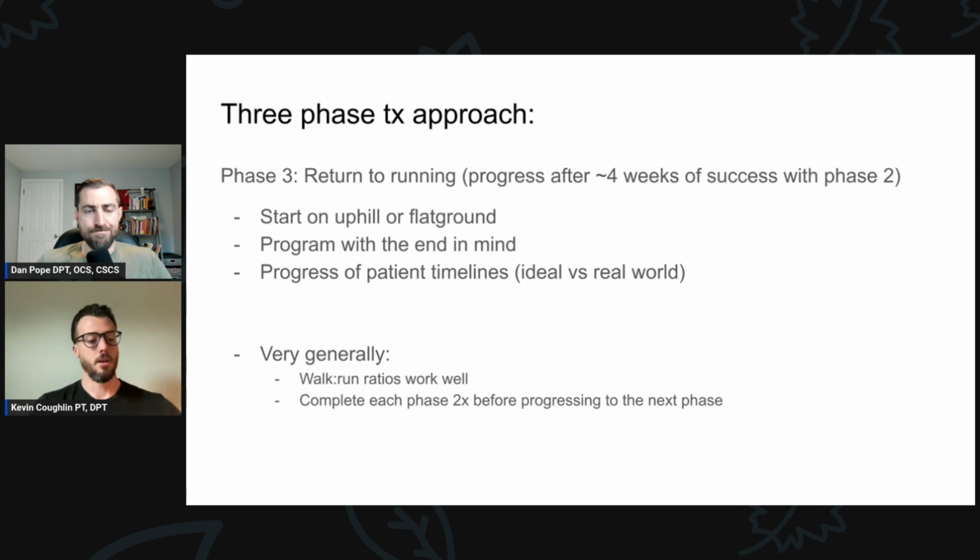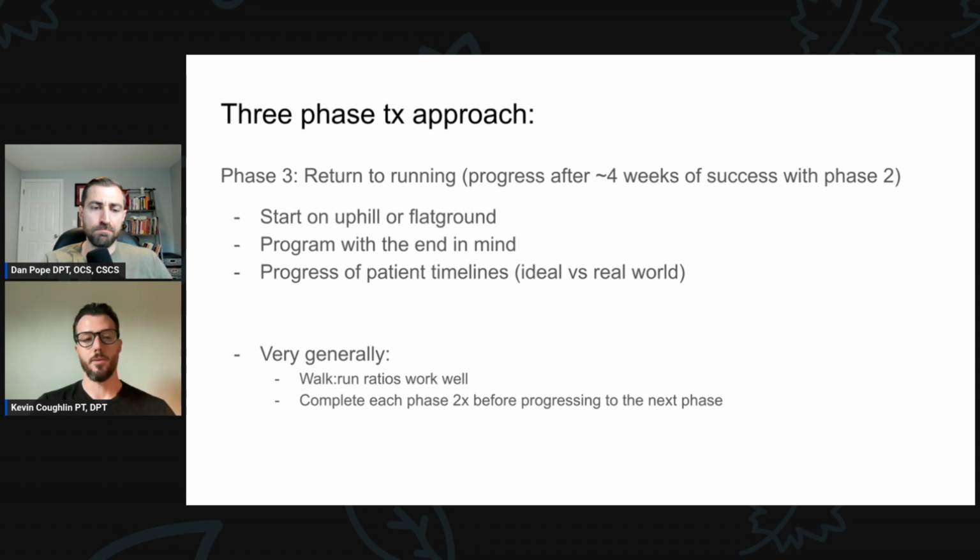So maybe we do 2 on, 2 off. We complete that twice just to make sure it went well both times, and then go to the next one. Maybe that's 3 minutes on, 1 minute off. Complete that twice, and then maybe you go 5 minutes of straight jogging with a minute walk.